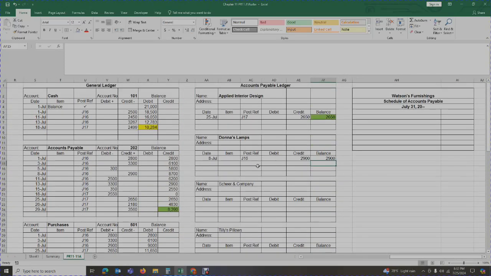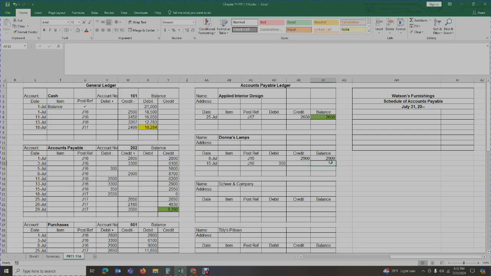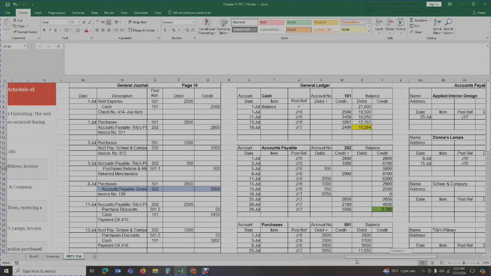Usually what I would do is print out my journal, that way I'm not toggling back and forth. This is happening on July the 15th, Journal 16, and we have a debit of $350. So I have a balance of $2,900 that I owe Donna's, and then I got a debit of $350. That means I still owe Donna's $2,550. That is the balance owed to Donna's Lamps, and that happened on the 15th.